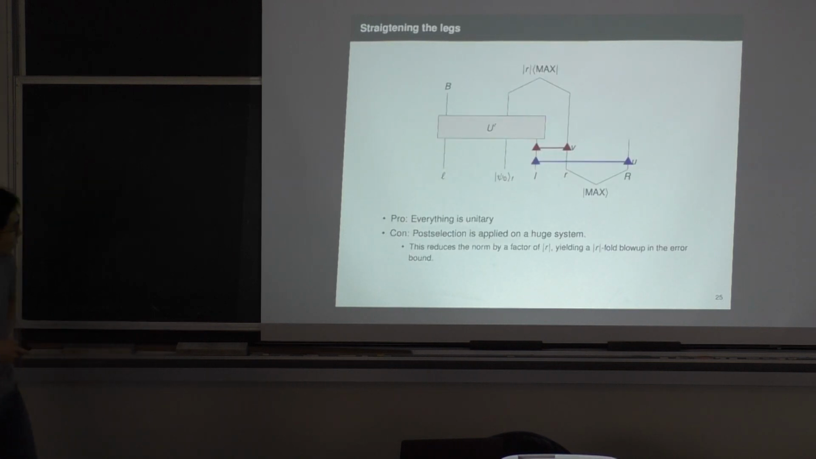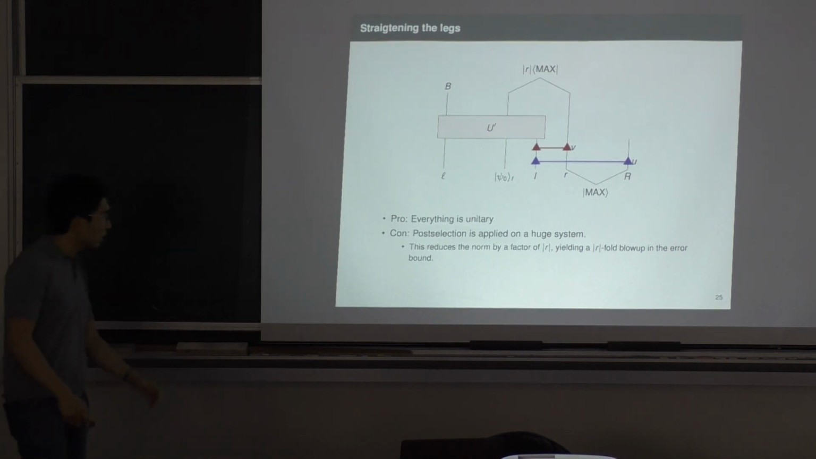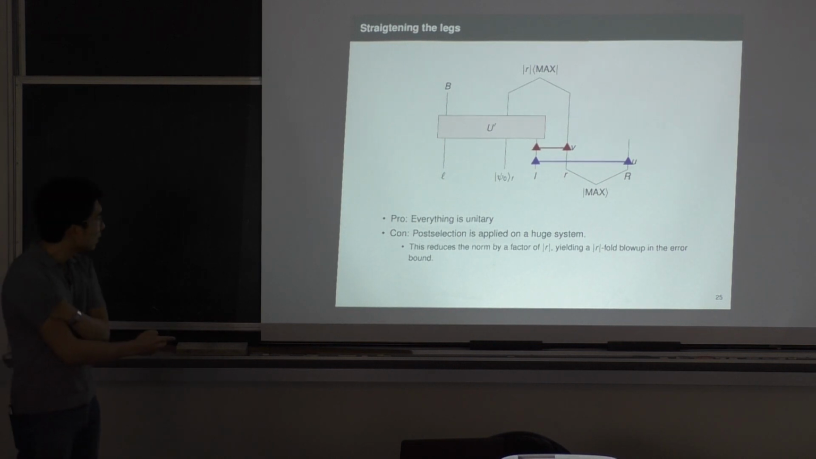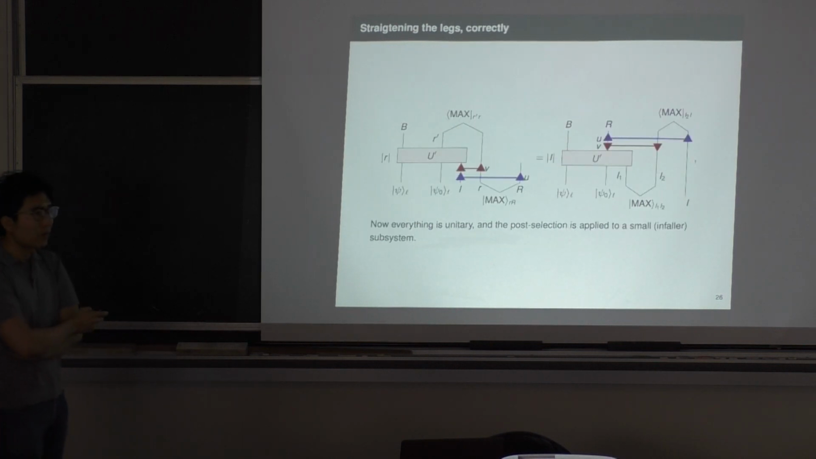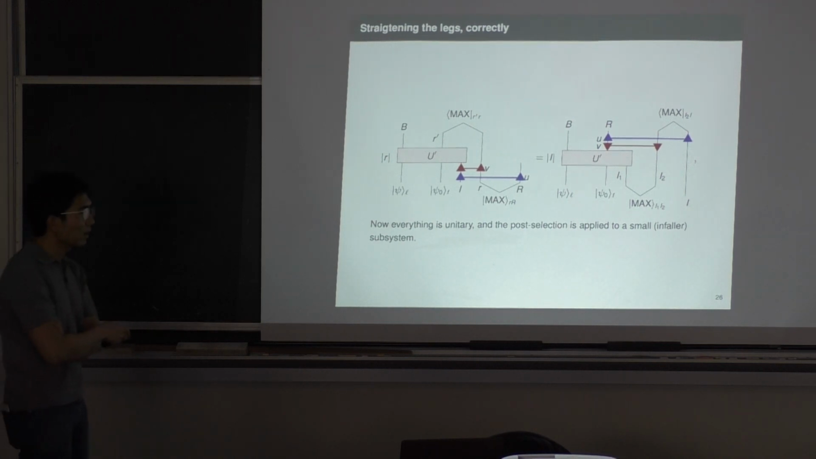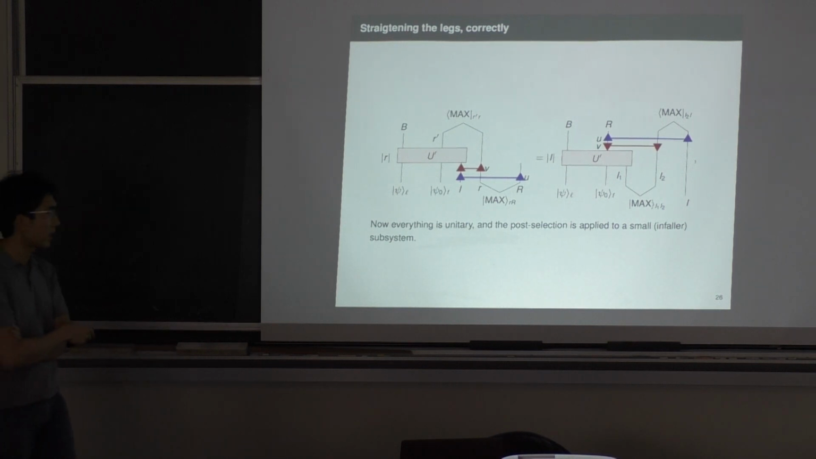Okay, so this is good. This is the original setup, and what's nice about that is that except for this final stage, everything is unitary. But as I said before, the post-selection is applied on a huge system, and this is going to lead to some problems. So what I want to advocate is this identity. This is an exact identity. The left-hand side and the right-hand side are exactly the same.